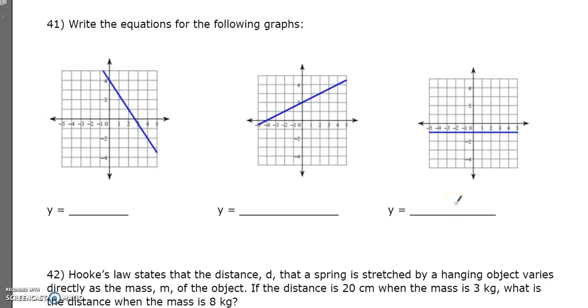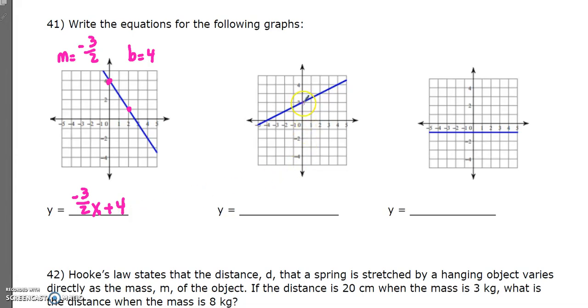Okay, 41 says, write the equations for the following graphs. All right, so we just have to pick out our y-intercept and then figure out our slope. So if I go down, it looks like it crosses here. So my y-intercept is going to be at +4. My slope is going to be -1, 2, 3, and then over 2. So -3 over 2. So my equation is y equals -3 over 2x, and then +4.